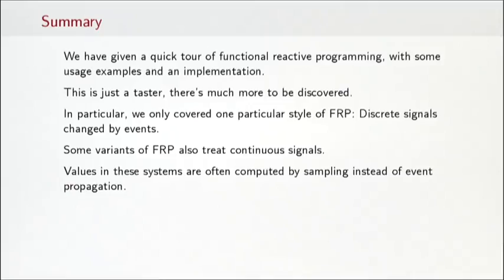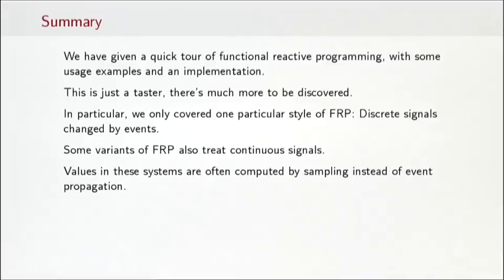So to conclude, we've given a quick tour of functional reactive programming with some usage examples and a full implementation. This is just a taster. There's much more to be discovered. In particular, we've only covered one particular style of functional reactive programming, the style that treats discrete signals that are changed by events. There are other variants of functional reactive programming that treat continuous signals, sometimes just continuous and sometimes continuous and discrete together. So a continuous signal cannot be broken up into a sequence of events because it changes its value at each time interval.